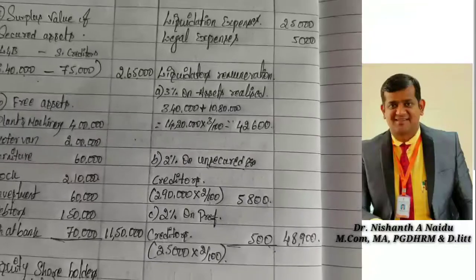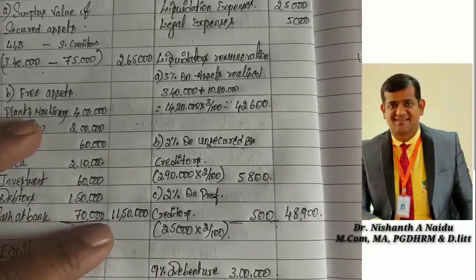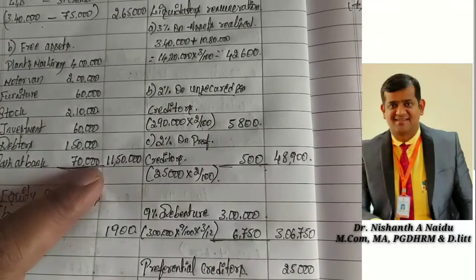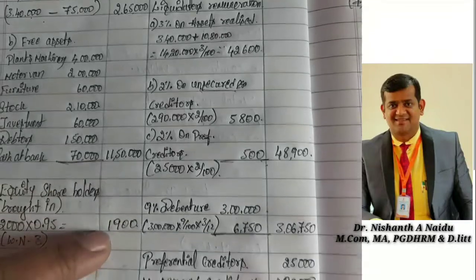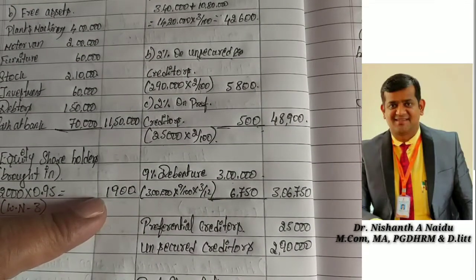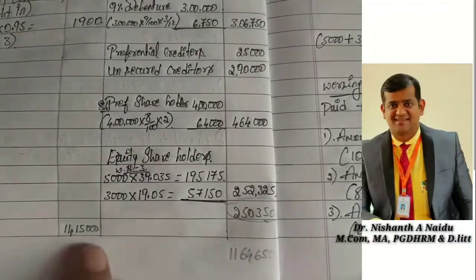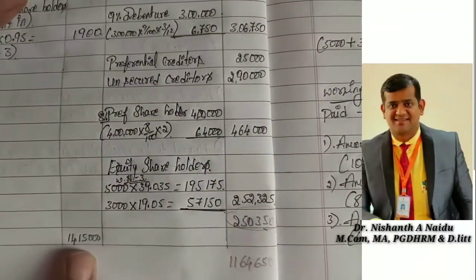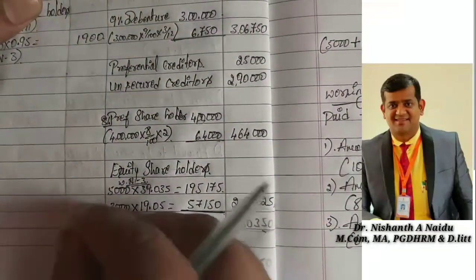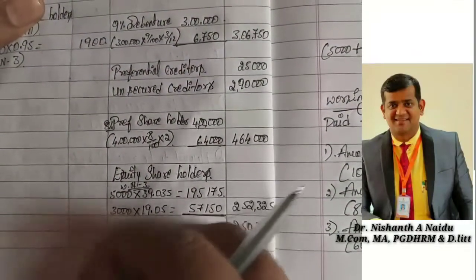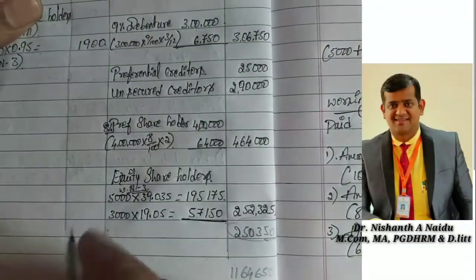Okay, so now total it: 2,65,000 plus 11,50,000 plus 1,900. So that comes to 14,16,900. I had written 14,15,000, but it is coming 14,16,900. So I'm writing that total, 14,16,900.